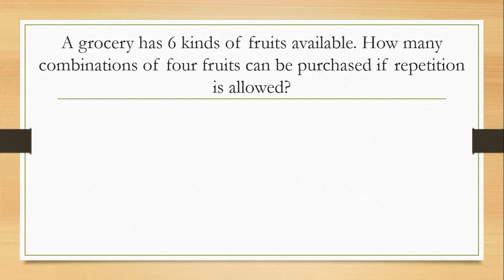It says here that a grocery has 6 kinds of fruits available. How many combinations of 4 fruits can be purchased if repetition is allowed? So here, class, we're going to identify first the value of our n and r. So n is equal to 6 and r is equal to 4, since we have 6 kinds of fruits and we need to purchase 4 fruits and repetition is allowed.